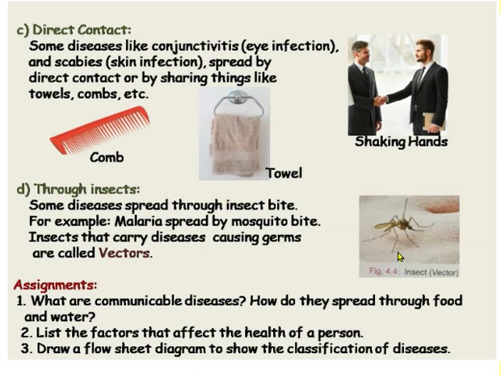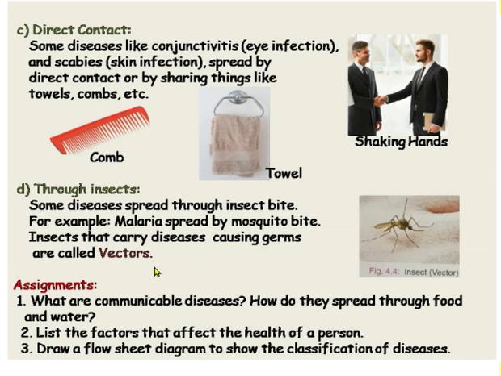Suppose a person is suffering from malaria and a mosquito has bitten that person. That mosquito will also bite a healthy person. Then that healthy person will get the germs of that diseased person through this mosquito. In this way, malaria or any infectious disease is spread by insects.